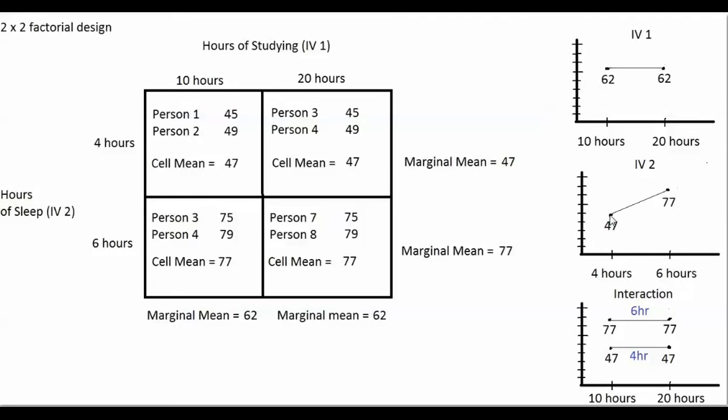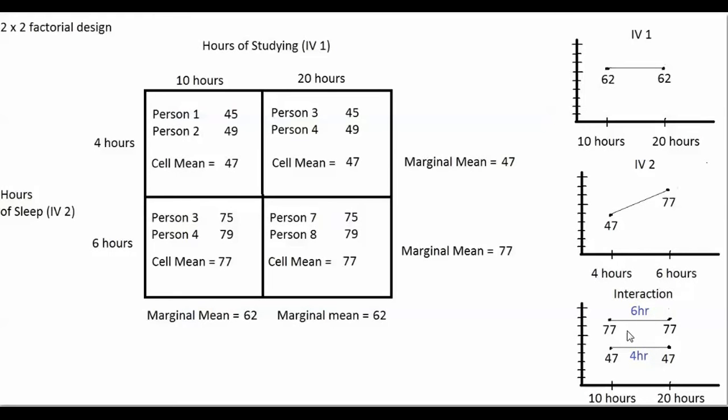This marginal mean of 47, which is the mean of all 4 people who slept 4 hours, is the center of the 4-hour line right here. This marginal mean of 77, which is the mean of all 4 people who slept 6 hours, is at the center of the 6-hour line. So here we have the marginal mean of 47, and here we have the marginal mean of 77. If we connected those 2 marginal means with a vertical line, we would see a difference. We would see a difference of 30 right here.